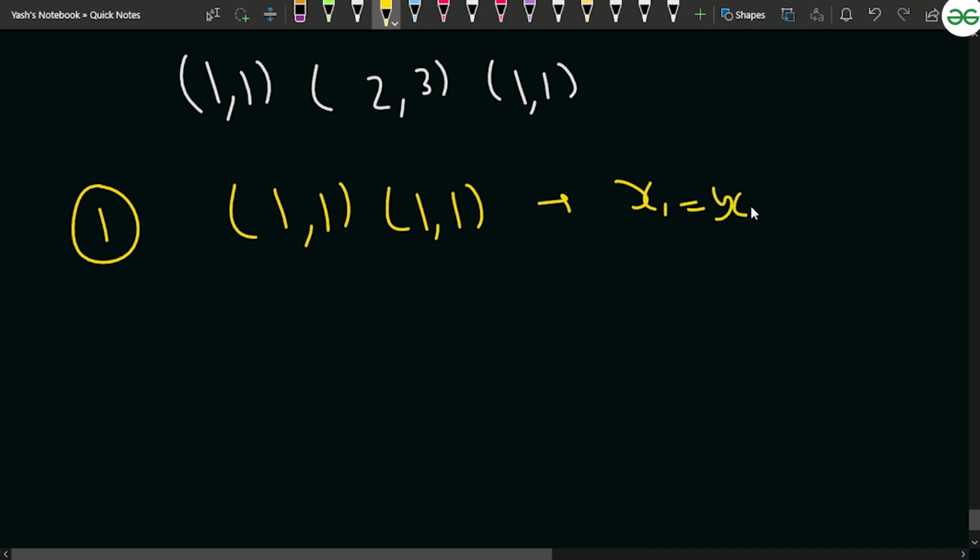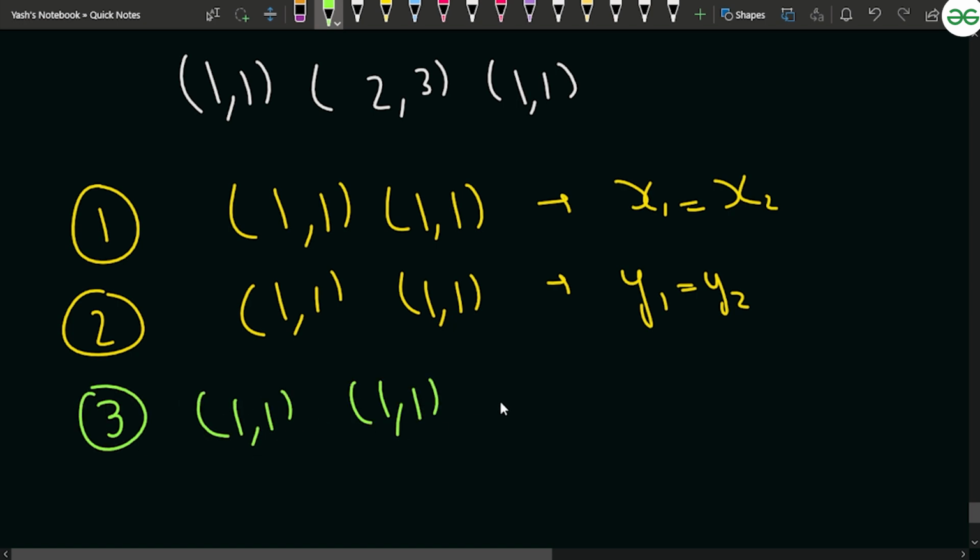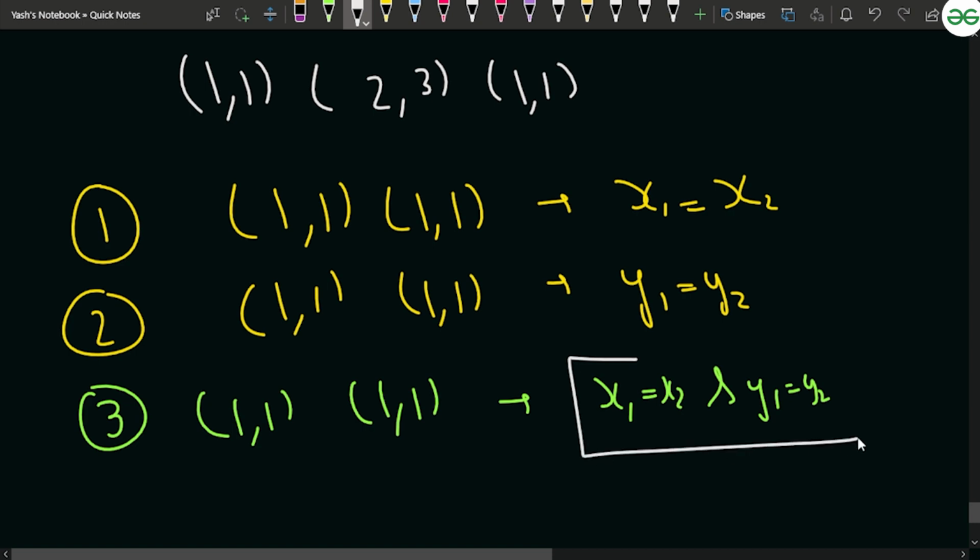and you will say that for this x1 is equal to x2, right. So this has the same x coordinate. You are counting it one time for the same x coordinate. Then the second time you will say that for the 1 comma 1 and 1 comma 1 pair, y1 is equal to y2, so you will count it as having the same y coordinates, right. Then for the third time maybe you can say that for 1 comma 1 and 1 comma 1, x1 is equal to x2 and y1 is equal to y2, right. But this condition has been neglected, right.